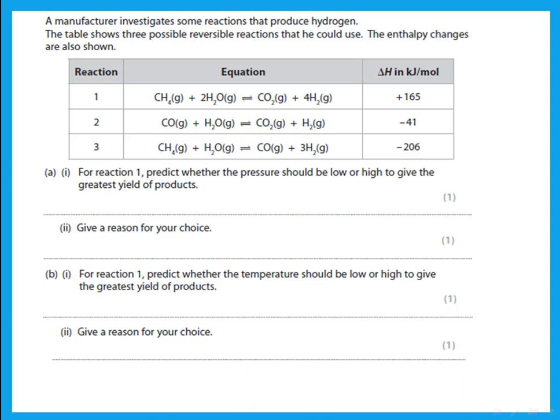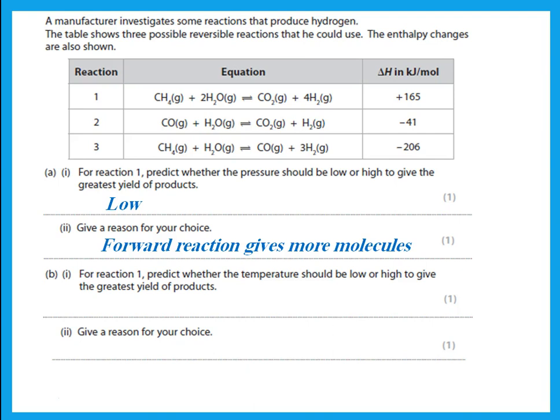So that means going forward, I am making more molecules. More molecules means I should use lower pressure. Lower pressure goes to the side with more molecules. This is the reason, because the forward reaction gives more molecules. Then he says, for reaction 1 again, predict whether the temperature should be low or high to give the greatest yield. Well, let us see.